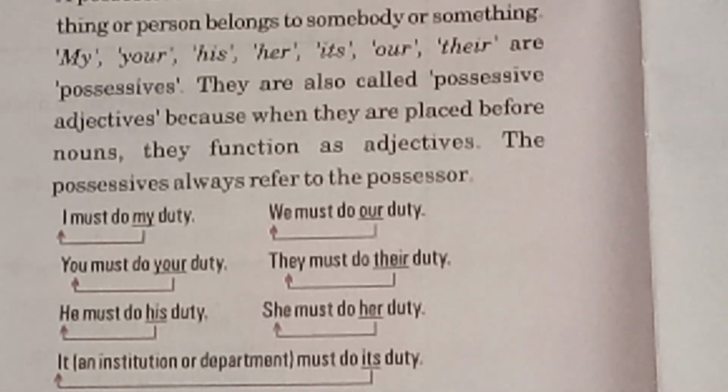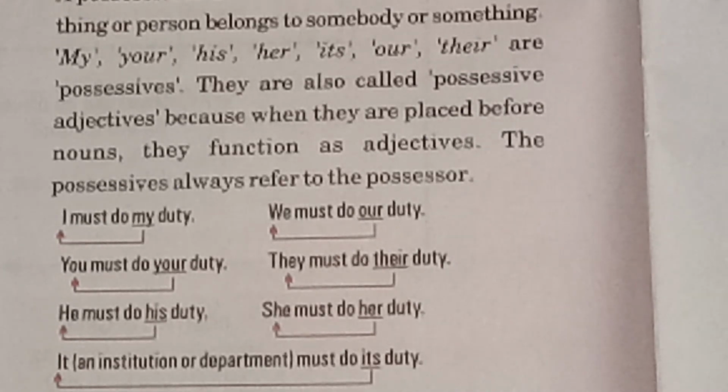Now, see, I must do my duty. My is a possessive adjective and duty is a noun. We must do our duty. Our is an adjective, duty is a noun. So similarly, other examples are also given here.